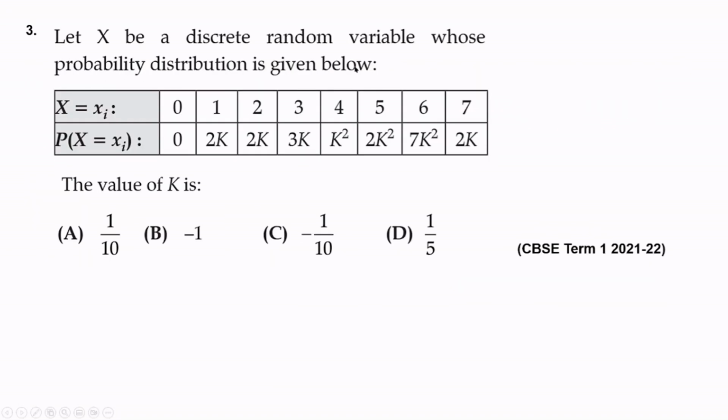Next question, let x be a discrete random variable whose probability distribution is given below. That is, when x is 0, the probability is 0. When x is 1, the probability is 2k. When x is 2, the associated probability is again 2k, and so on. Now we have to find the value of k. Now we know that if x is a discrete random variable with a given probability distribution, then the sum of all these probabilities will be equal to 1. Summation of probability of x equal to xi is equal to 1.